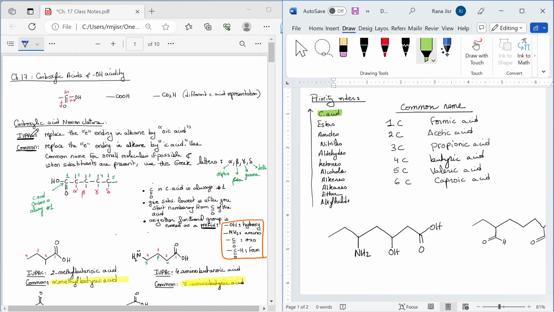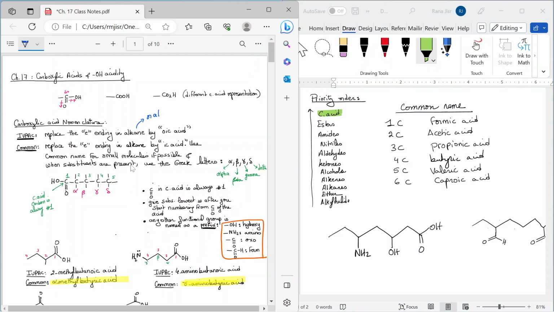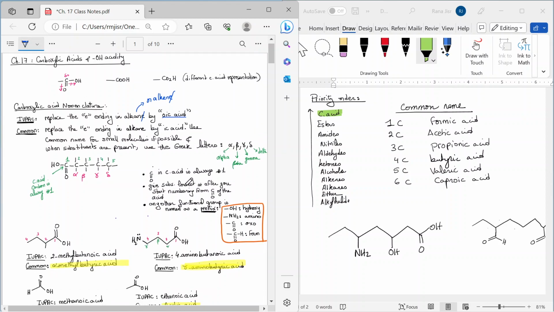Carboxylic acids are named either by an IUPAC or by a common name. To name a carboxylic acid by IUPAC, you're going to drop the E ending in either the alkane or the alkene, and you're going to replace that with oic acid. Start numbering. Always the carbonyl of the acid needs to take carbon number 1, and then you give your substituents the lowest number possible after you number your carbonyl number 1.